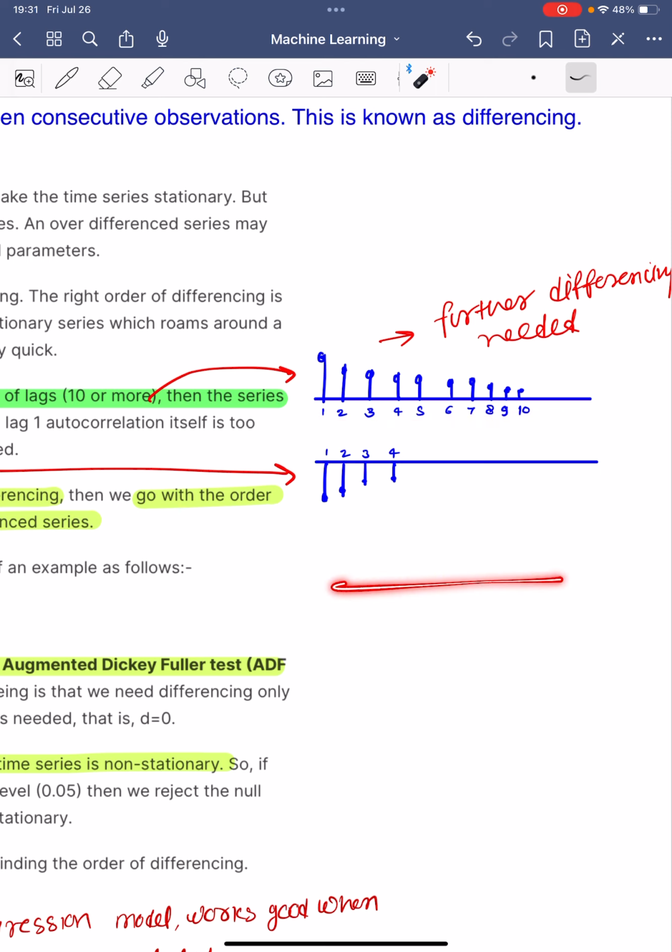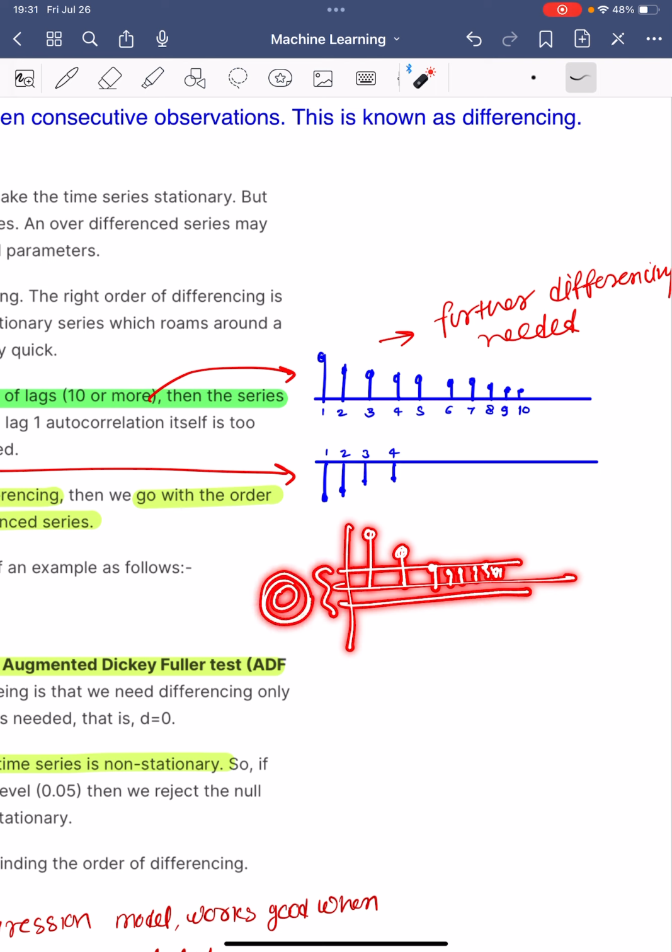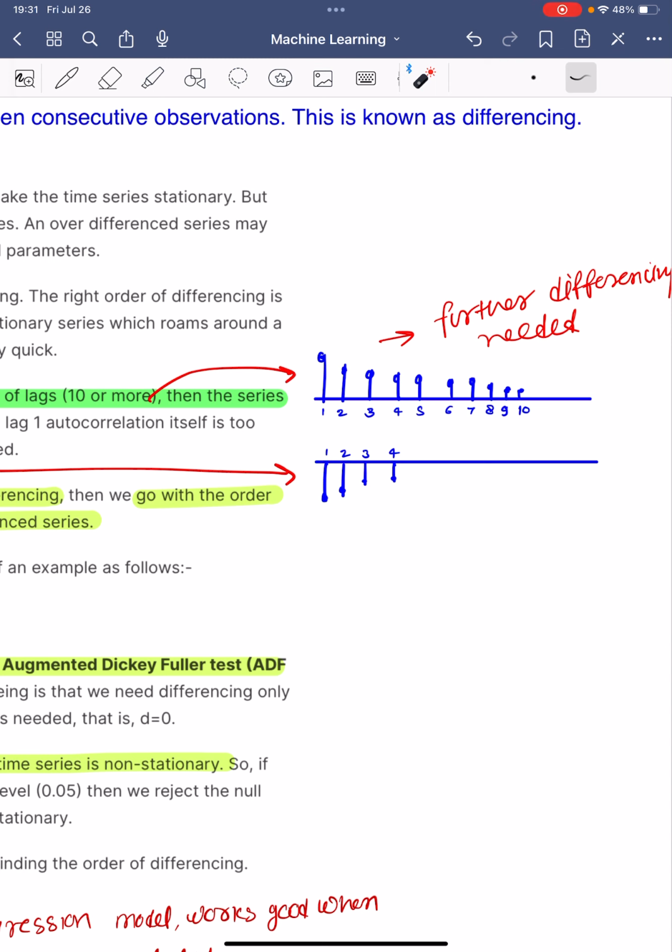Once we difference it again, most probably we get something like this or this, where all of them are close to 0. Here we have some bands, so we say these are close to 0 and there is no correlation. There we will stop and see how many differences we have performed in the series to get that less correlated series. Yeah, this is how we get the number of differences.